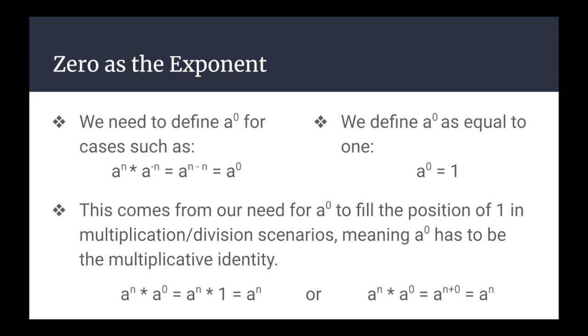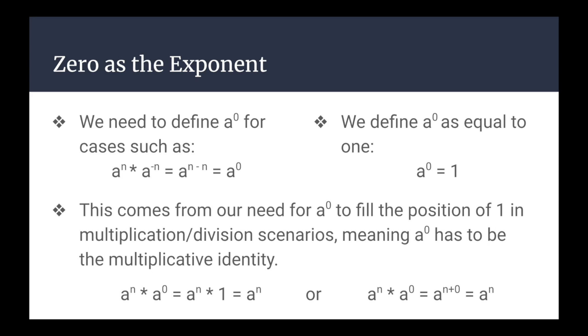0 as the exponent. So, earlier I said that we defined exponents for the set of Z positive, or the positive integers, or the set of whole numbers not including 0. So, we need to define a to the 0th power for cases such as a to the nth power times a to the negative nth power, which would equal a to the n minus nth power, as we know from multiplying exponents. And that would be equal to a to the 0th power. So we define a to the 0th power as equal to 1, which I state more clearly below. And now we need to figure out why.